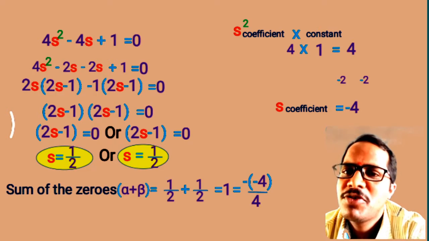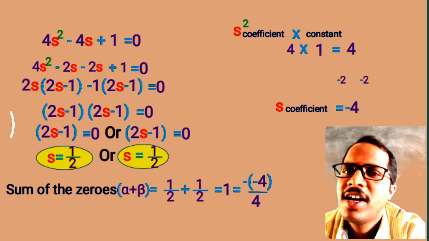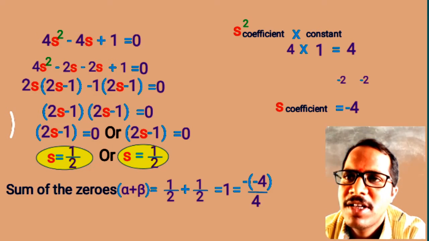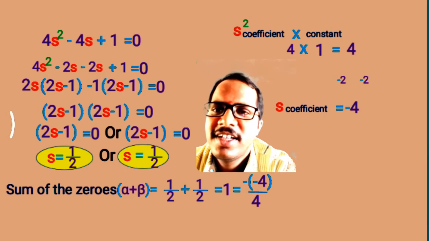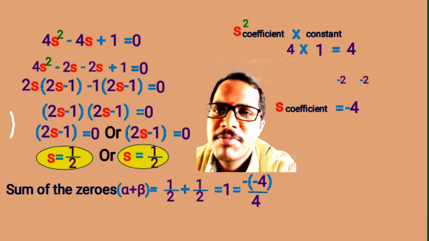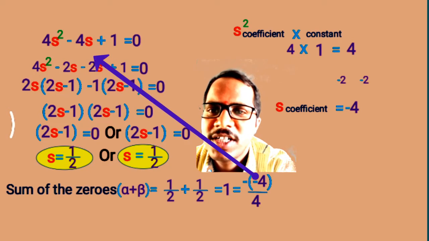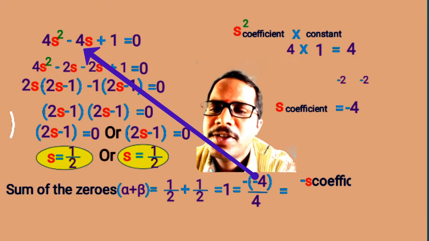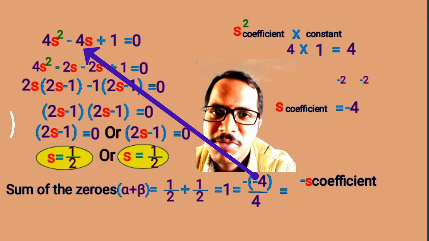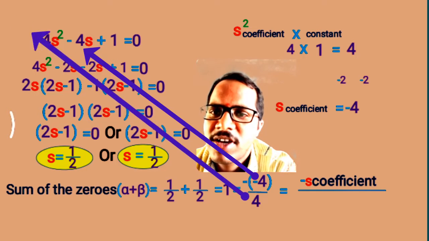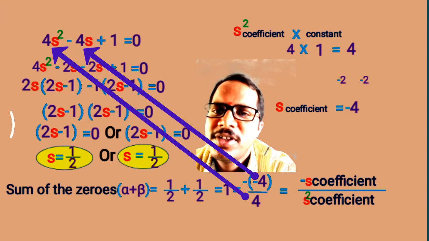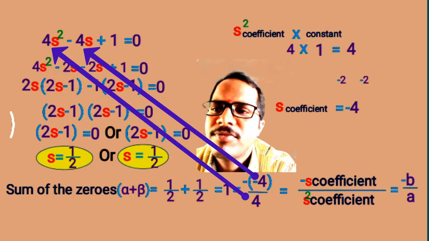Now we are able to compare this with the coefficients of the given quadratic polynomial, that is 4x square minus 4x plus 1. Here in the numerator we have minus 4 in the bracket, which is nothing but the coefficient of x. So we get minus x coefficient in the numerator, and in the denominator we have the coefficient of x square. So this is nothing but minus b by a.